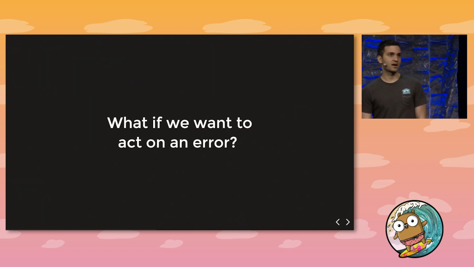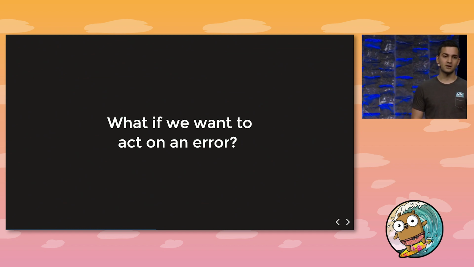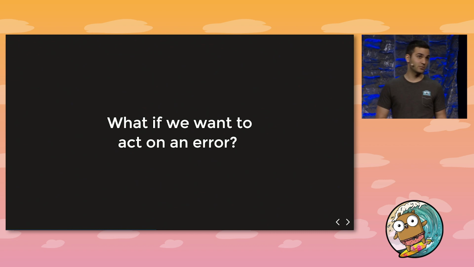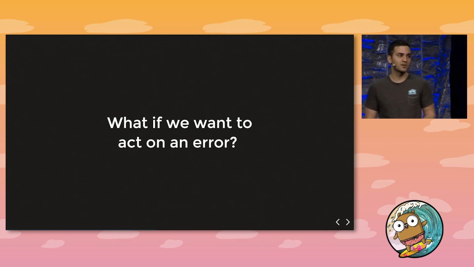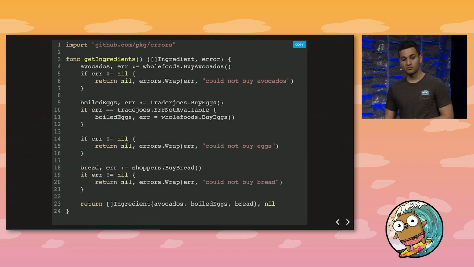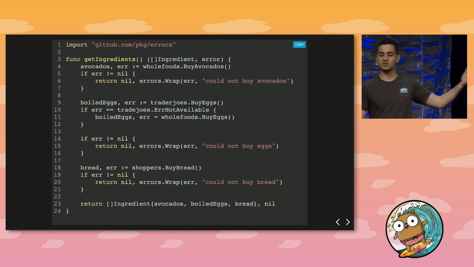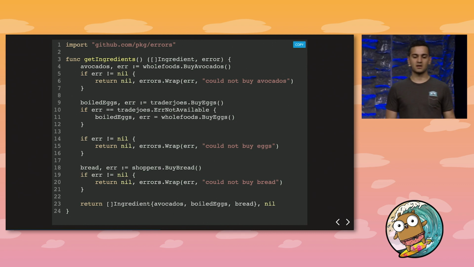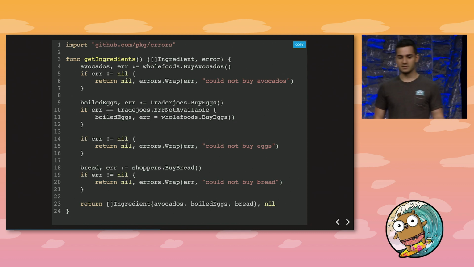And what if we want to act on an error? What if we want to say, look, okay, we know why something went wrong, but we don't want our program to completely fail. Maybe if the eggs are not available at Trader Joe's, we're okay to pay a little bit more and buy them at Whole Foods. And so errors, just like any other interface, are comparable and nillable. So we can check if the type is Trader Joe's error not available, and we're just going to get our boiled eggs from, say, Whole Foods.